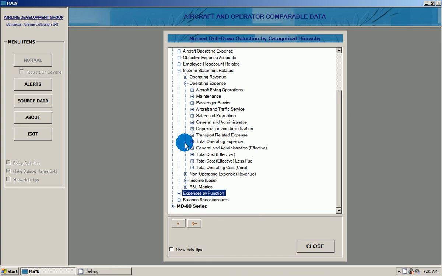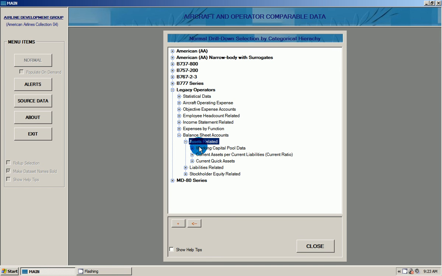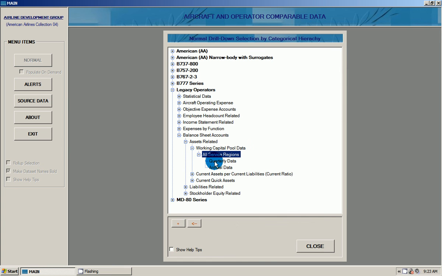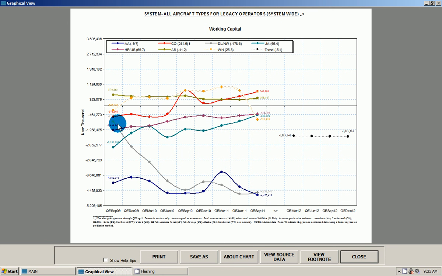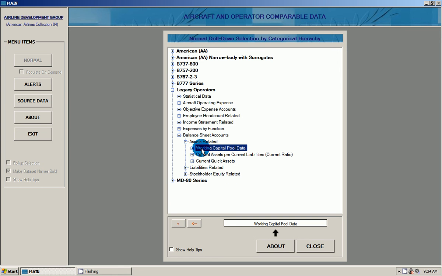We also have another account in the balance sheet accounts, and let's look at asset related. Let's look at working capital pool. And this, of course, as you know, working capital, current assets less current liabilities. And we'll look at quarterly data. And here's American down at the lowest here. This is kind of interesting with Southwest. It fell off. I'm not going to follow that. We could pursue that if we wanted to.